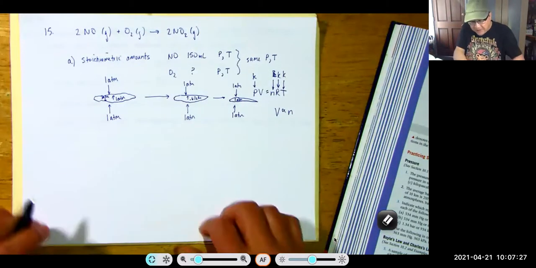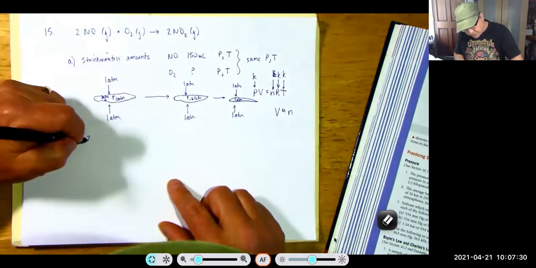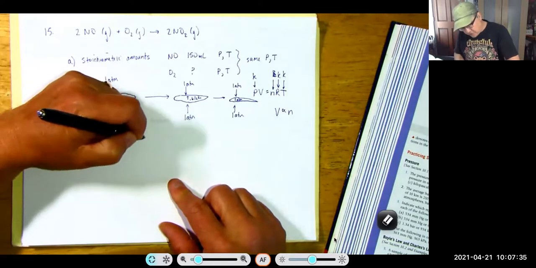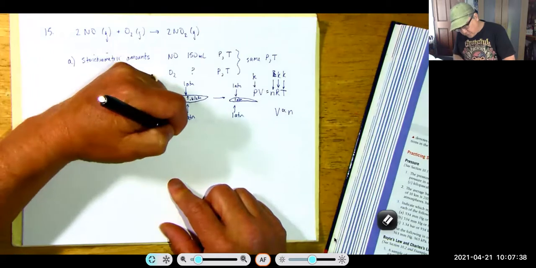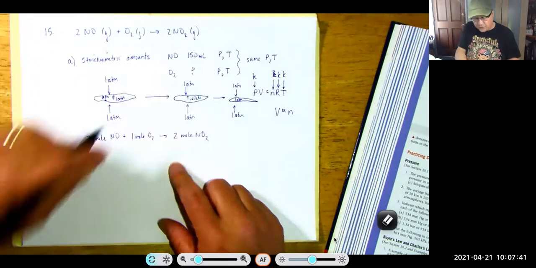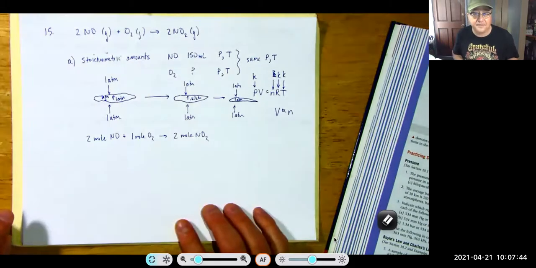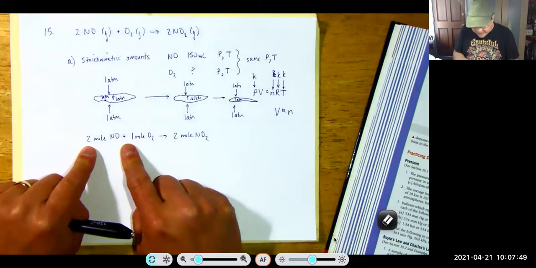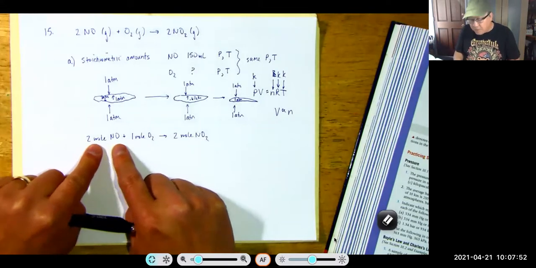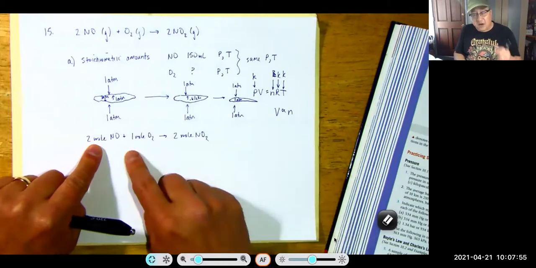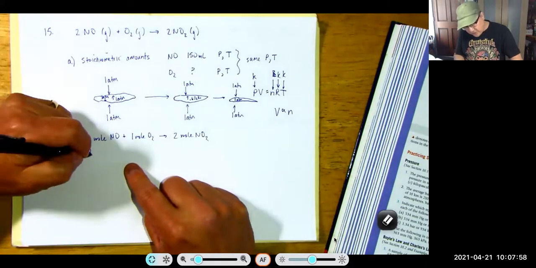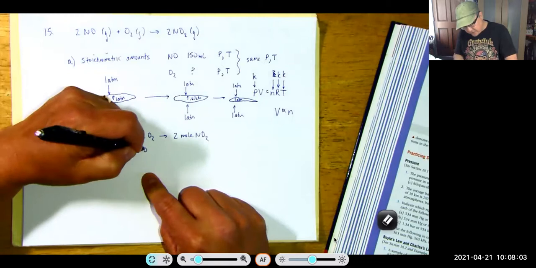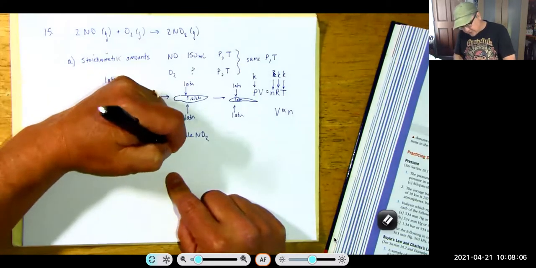Okay. Now, when we read this equation, we normally think 2 moles of NO plus 1 mole of O2 gives you 2 moles of NO2. That's the way we normally think of coefficients, correct? Yeah. However, these are just proportions. And since these proportions, moles, are proportional to volume, we can also say 2 liters of NO would react with 1 liter of O2 to give us 2 liters of NO2.